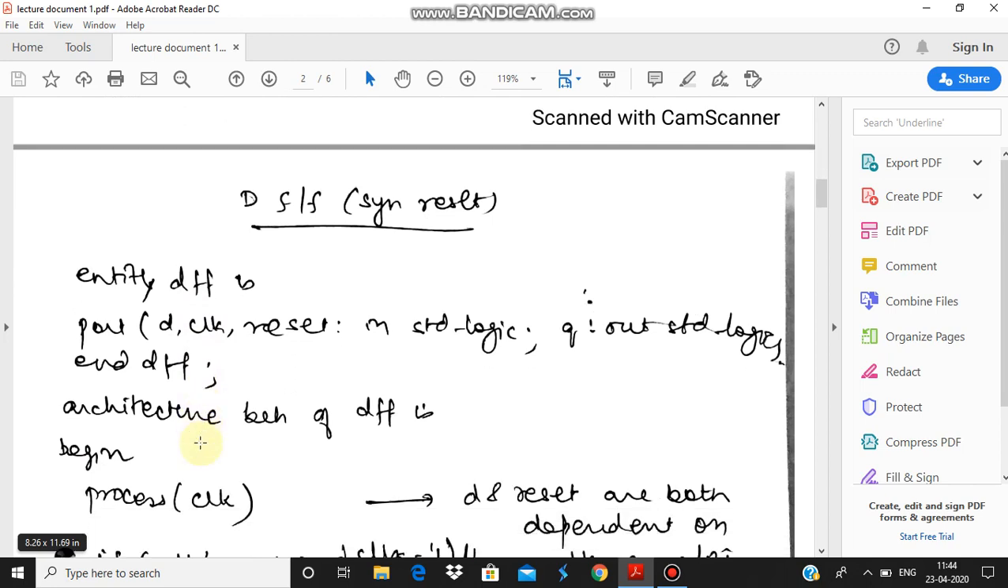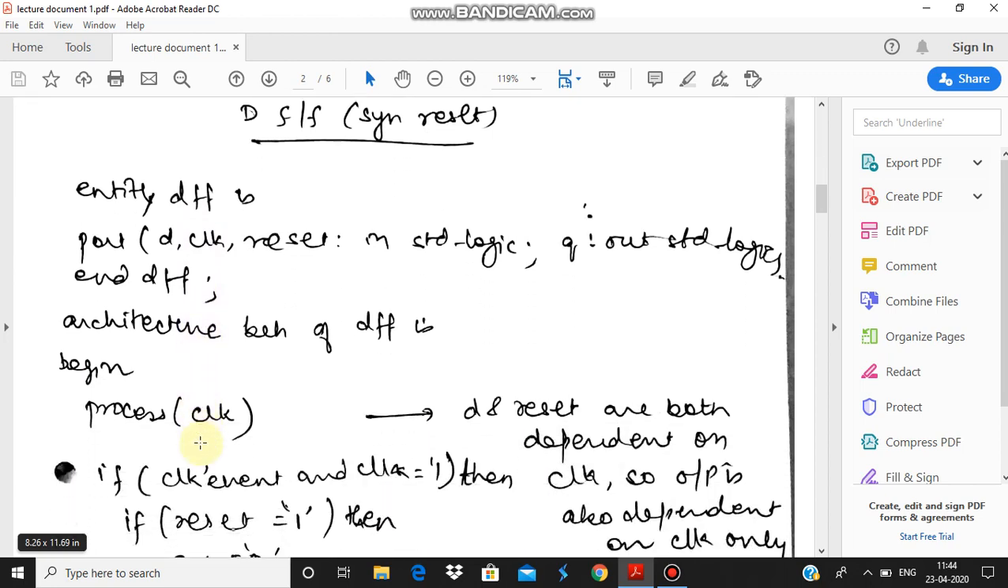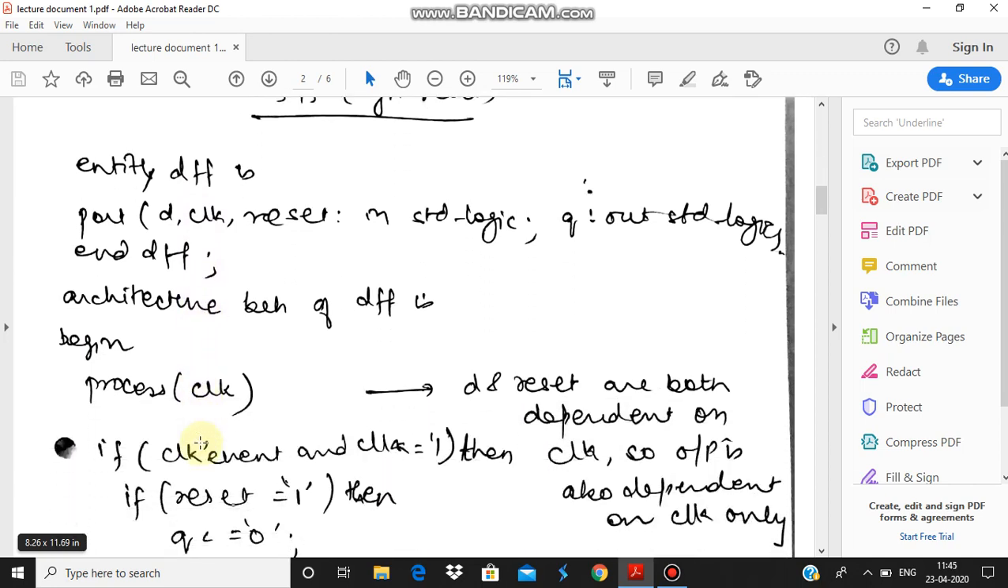What will happen for synchronous reset now? Now see here, synchronous reset means the reset follows the clock. It is synchronized with the clock. So now your output will be dependent only on the clock, right? Whenever clock is either high, if it is positive edge triggered, or low, if it is negative edge triggered, you should get your output, and reset gets synchronized with the clock.